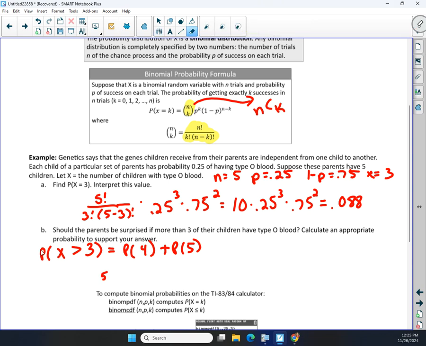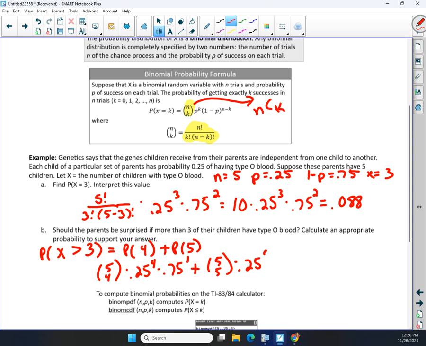I'm going to do it their way. I'm just going to write it like this, and I'll show you in just a second. 5 choose 4, times 0.25 to the 4 times 0.75 to the first, because if I have 4 successes, there's only 1 failure. Plus 5 choose 5, times 0.25 to the fifth. If all 5 of them are, then that means 0 weren't.